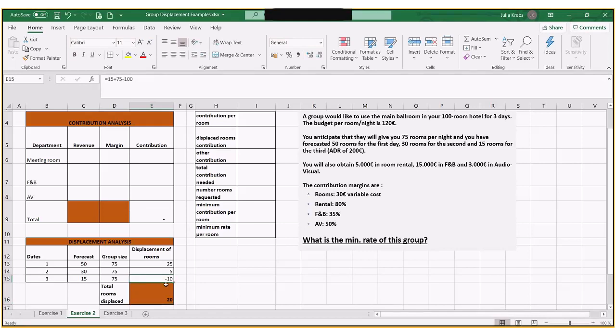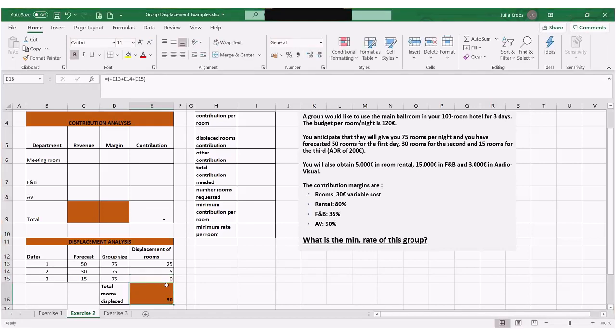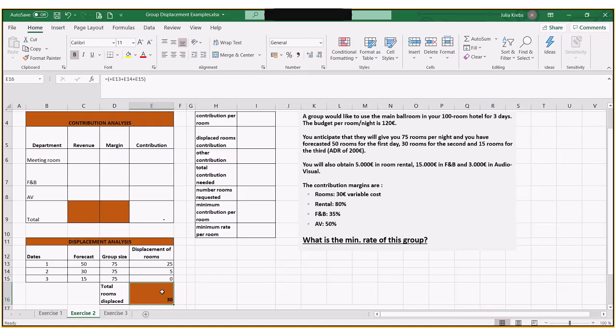Here, obviously, again, because it says -10, we need to change that to 0, meaning we're only going to displace 30 rooms over the entire stay of the group if we accept them at this moment in time. Okay.